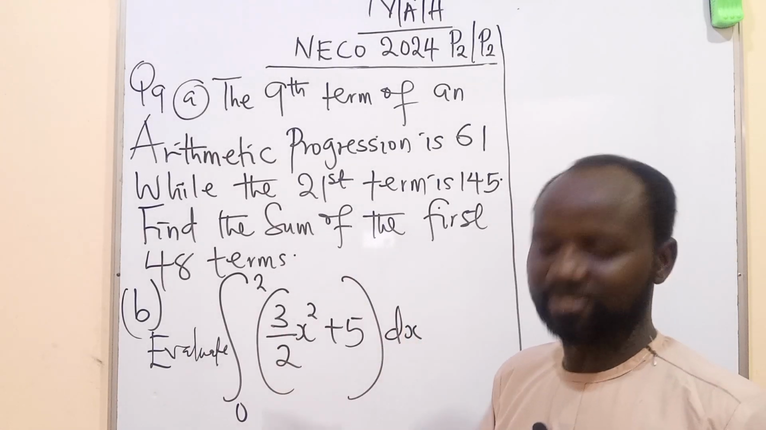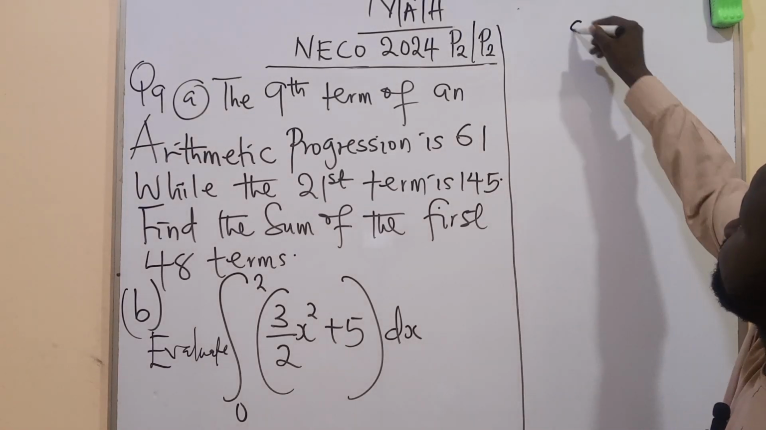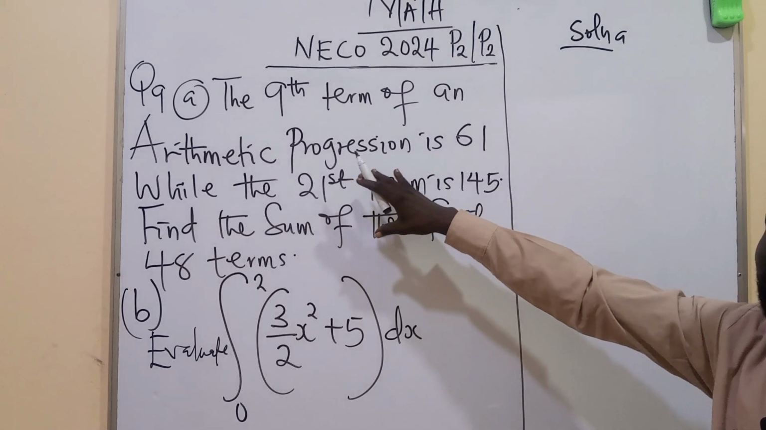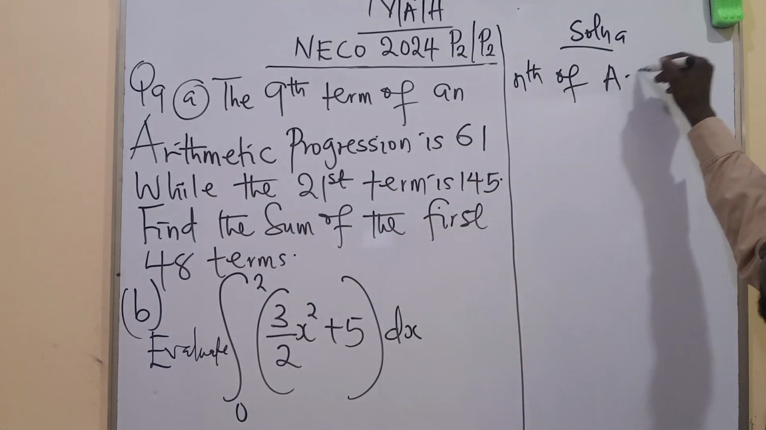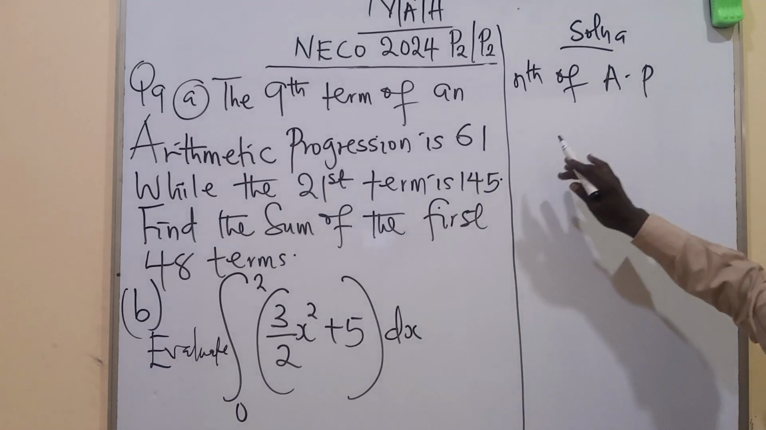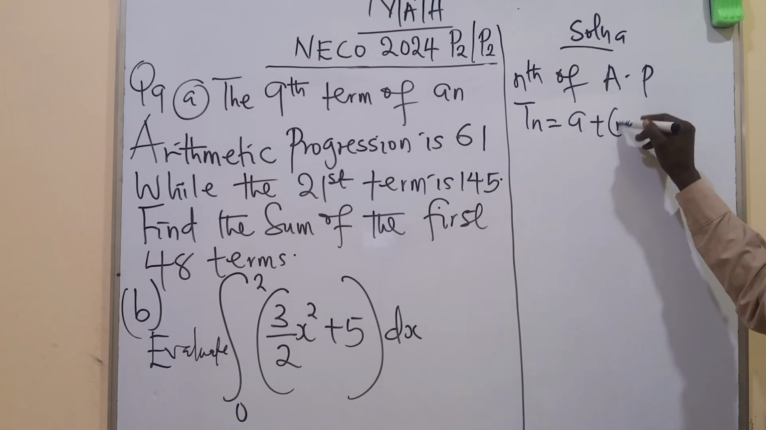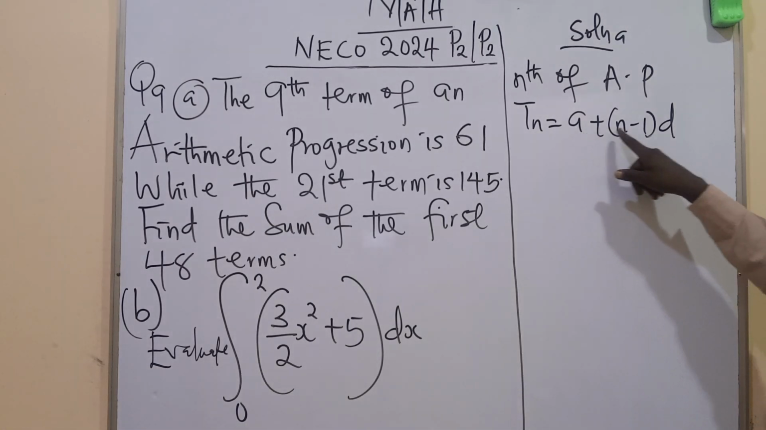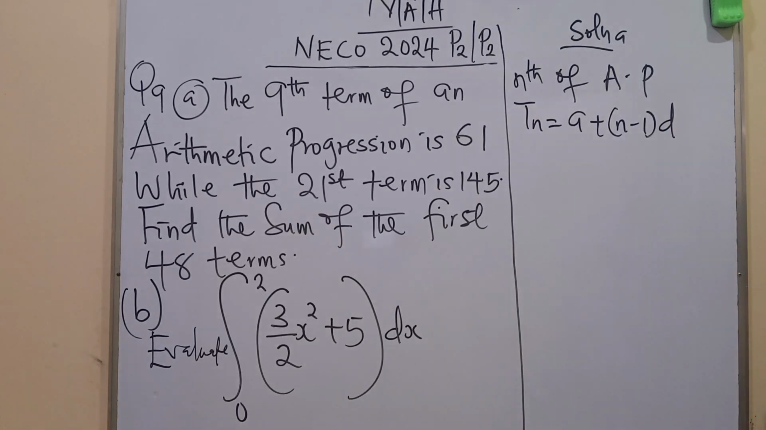Let's look at how we can solve this together. First thing to do, let's write down the solution. We'll write down the solution to A now. We are talking about arithmetic progression. Nth term of AP, A for arithmetic, P for progression, is given as Tn equals A plus n minus 1 times D, given that A is the first term, n is the number of terms, D is the common difference.